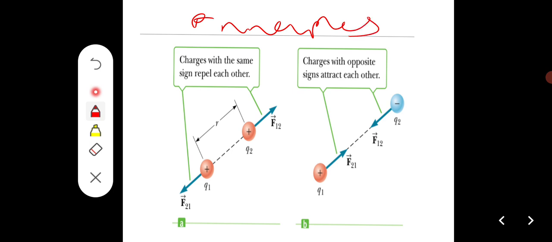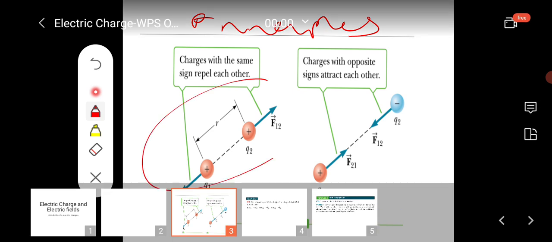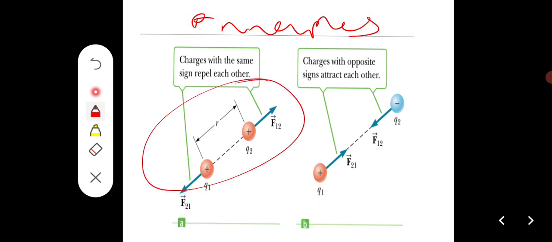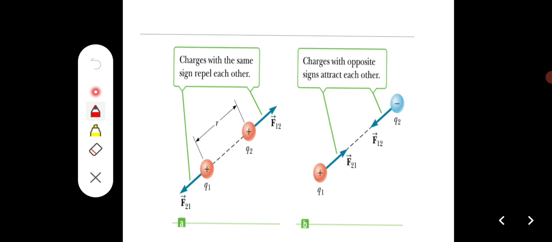So on our left-hand side, we have like charges. Then on our right side, we have unlike charges. As we can see here, like charges are repelling each other. Now, let's say this is a question for physics.